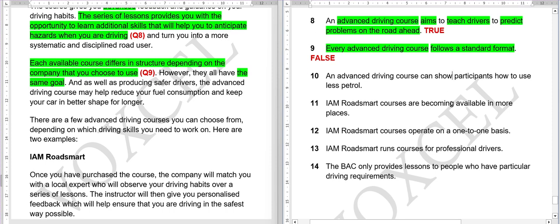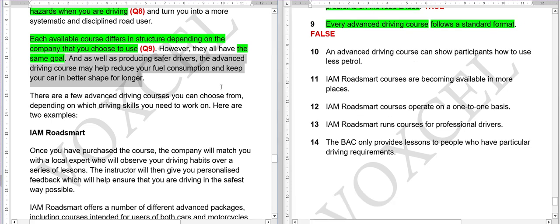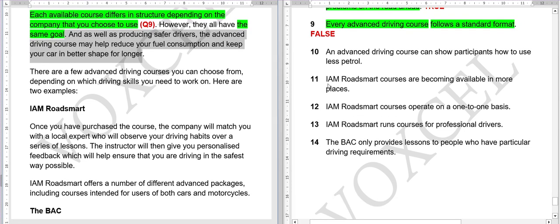An advanced driving course can show participants how to use less petrol. Okay, I believe we have read something about that as well in this particular sentence. We're not going to go through it again. So you will have around 10 seconds for this, and your time starts now. Okay, time's up, and the answer to this question is yes, true.